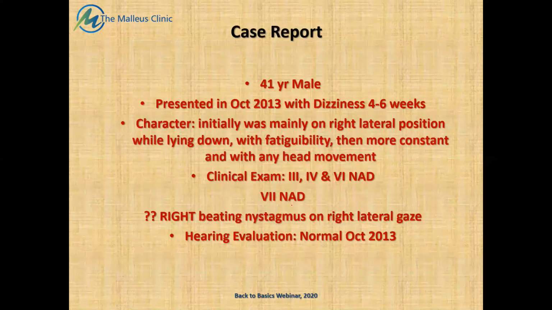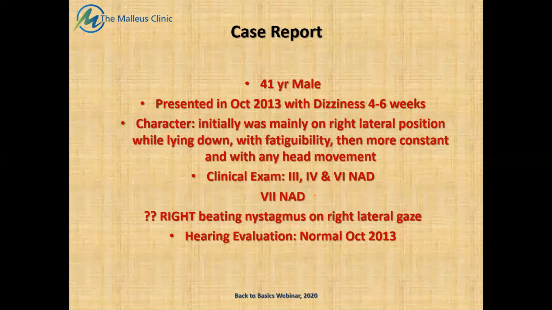Now, this is the case I wish to discuss with all of you in a little more detail, because it's a rare case. The English language literature reports only about 150 to 160 cases of this particular pathology. It's a 41-year-old male that I saw in October of 2013, who was complaining of dizziness for 4 to 6 weeks. Initially, it was mainly on the right lateral position while lying down with fatigability, then more constant and with any head movement.